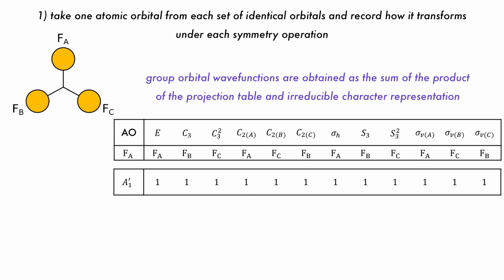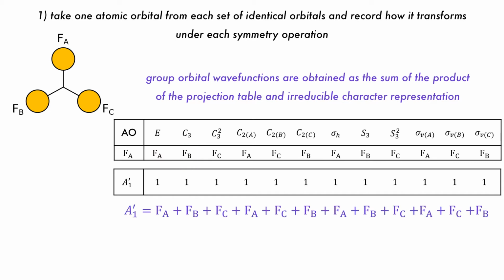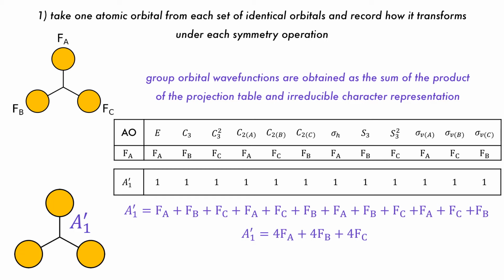The group orbital wave functions can be determined by multiplying the projection table values by the character of each irreducible representation and summing the results. So, for the A1' representation, we multiply Fa by 1, and then Fb by 1, and so on to the end, giving us the sum total as this, which can then be simplified so that A1' is equal to 4Fa plus 4Fb plus 4Fc, or that there is equal contribution from each of the orbitals Fa, Fb, and Fc. Thus, A1' looks like this.